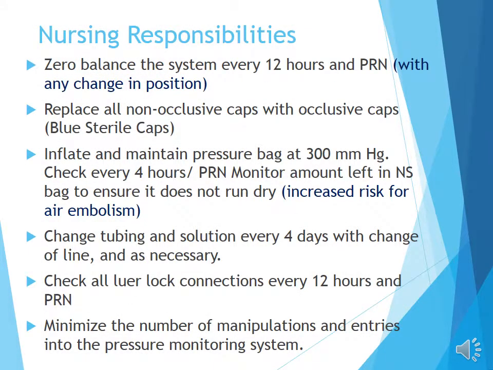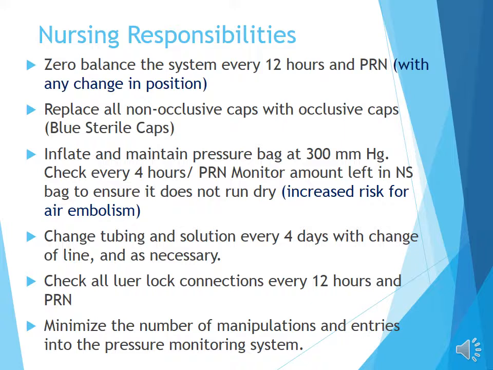These are the nursing responsibilities when you have a patient with an arterial line. So it's your responsibility to make sure that the system is always zeroed, leveled, and balanced. So you need to make sure you do that every 12 hours and as needed. So again, with any change in position with your patient, just to make sure that those pressures are accurate.